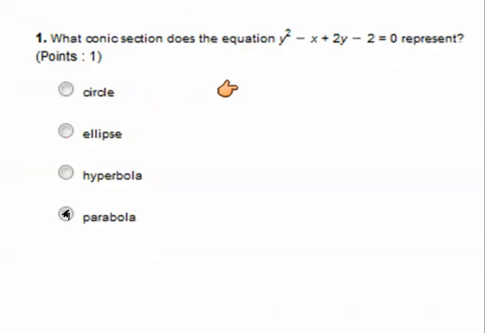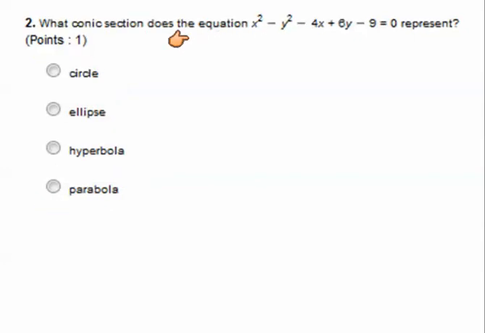Hopefully you guys see how I'm doing those quickly. This conic section, once again, I don't see an x squared on there anywhere. It means it's got to be a parabola. I mean, that's easy enough to look at it and figure that one out real quickly.